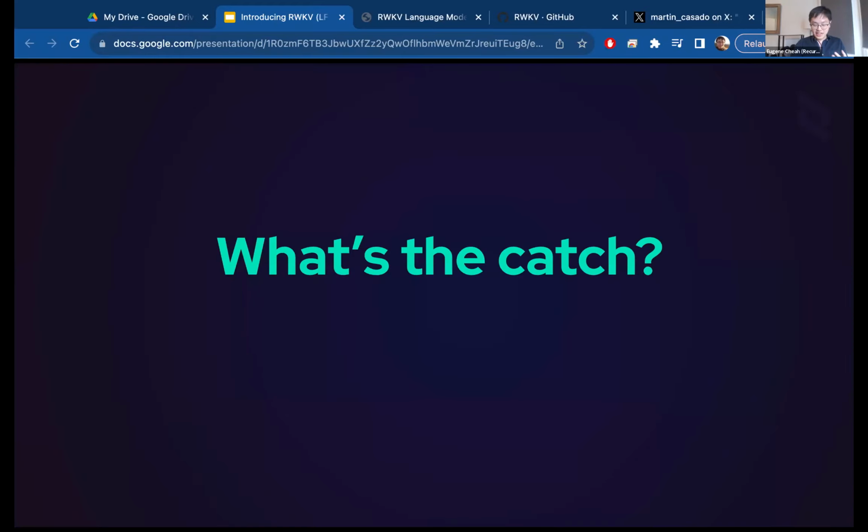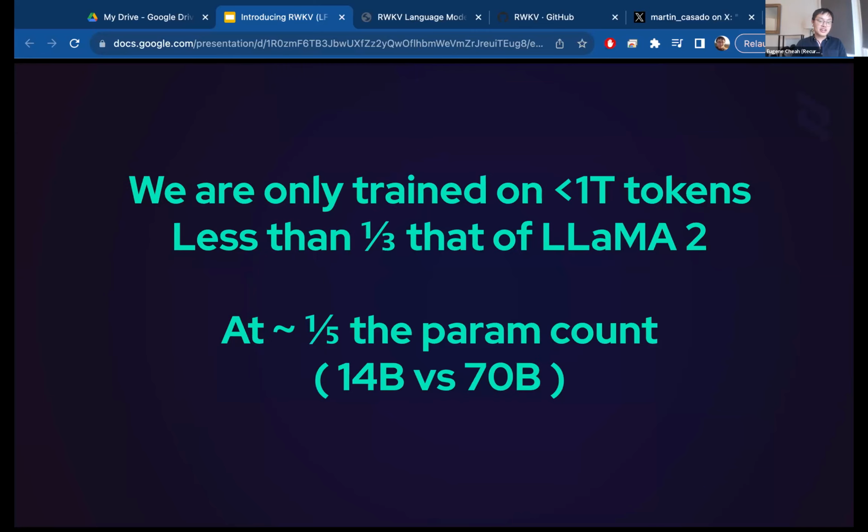So what's the catch for this new architecture? Despite it showing a lot of promise, we are only trained on less than 1 trillion tokens, less than 1/3 that of Llama 2, at 1/5 the parameter count. Our biggest model is a 14B model. That means we have to be realistic that this is not the best model out there. But for the use cases that it can run in, due to the limited training and the limited parameter count, it is one of the most efficient models out there.